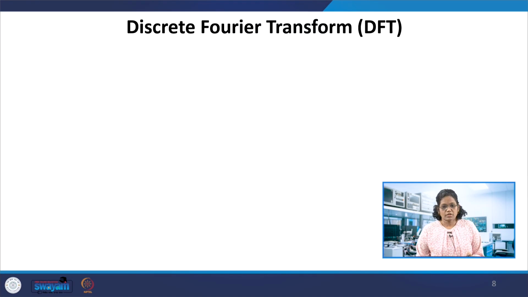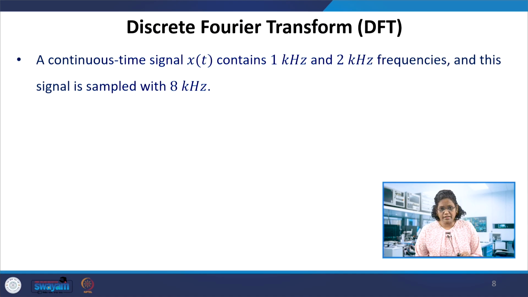So now coming to the discrete Fourier transform, we will take up a signal. From that signal, we will try to understand what the DFT is doing. So take a continuous time signal x of t, which contains 1 kilohertz and 2 kilohertz frequencies, and this is sampled at a frequency of 8 kilohertz.